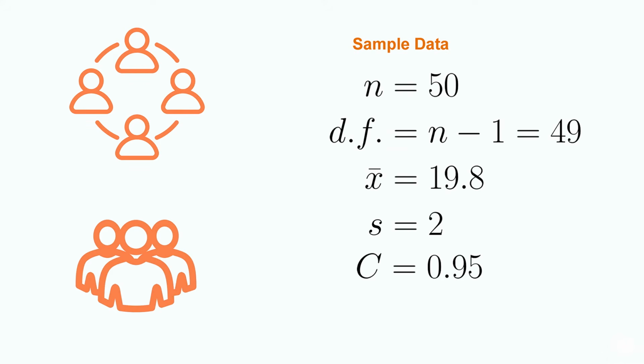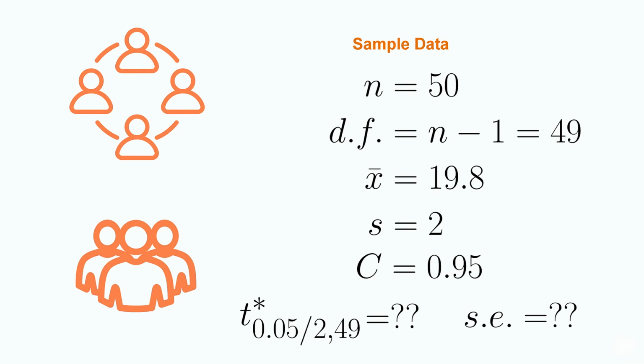From this data, let's construct a 95% confidence interval for the population average, which gives us a confidence level C of 0.95. To do this, we're going to need to calculate a value for t star and for the standard error. Given that we have a confidence level of 95%, we are going to need a t star at a 5% significance level divided by 2, corresponding to the two-tailed confidence interval. Let's take a further look into the t-statistic first.